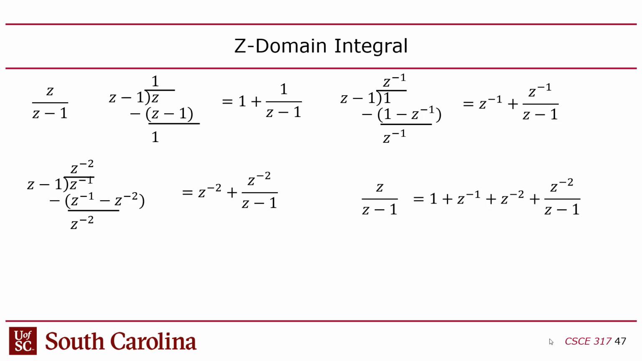So then I keep doing this, and what ends up happening is you get an infinite series of 1 plus z to the negative first plus z to the negative second plus z to the negative third infinitely, back to the beginning of time, which is basically the integral, right? You're basically adding up all the samples you've seen so far, since the first sample. So that's where that comes from.